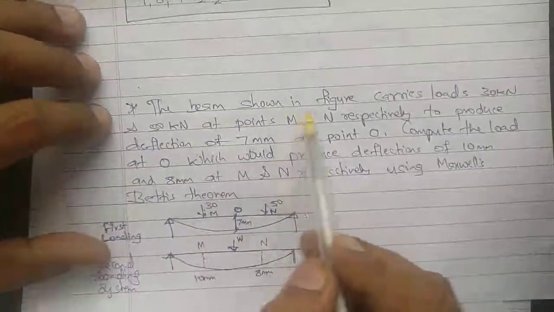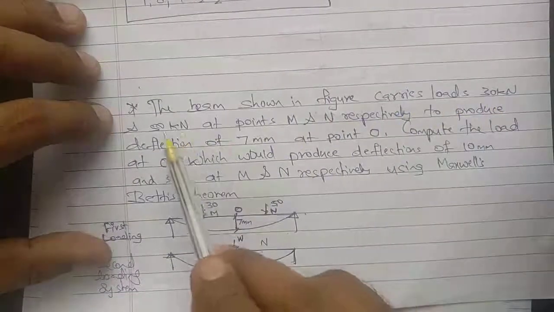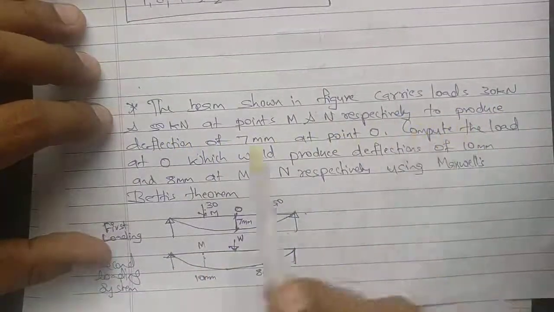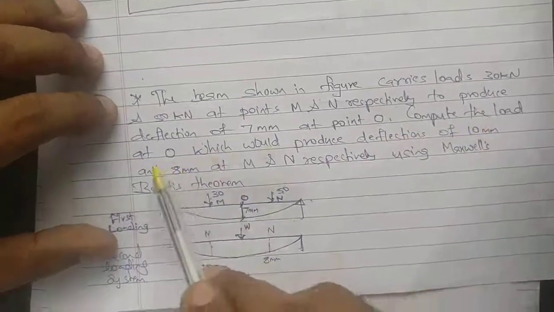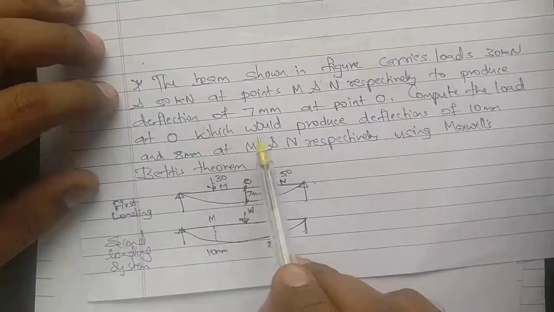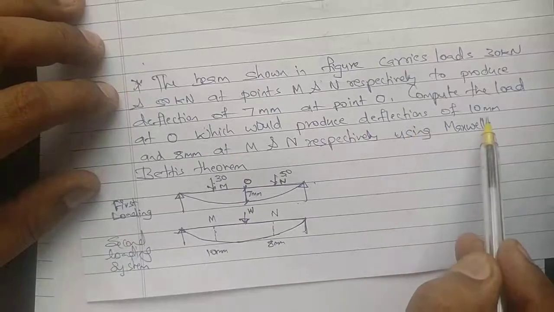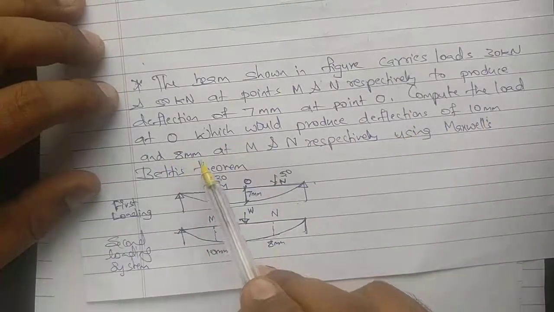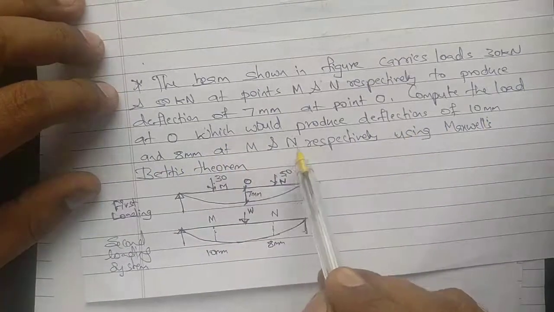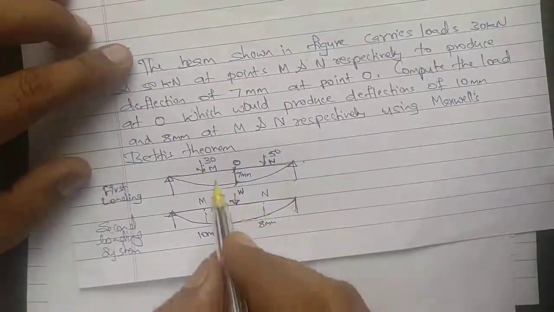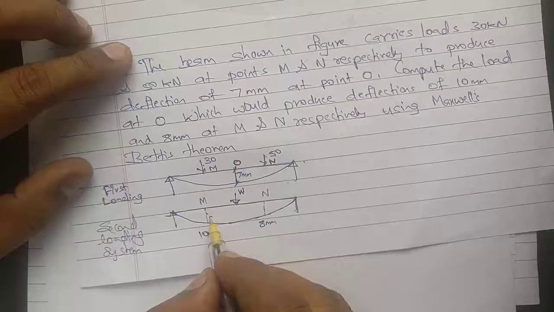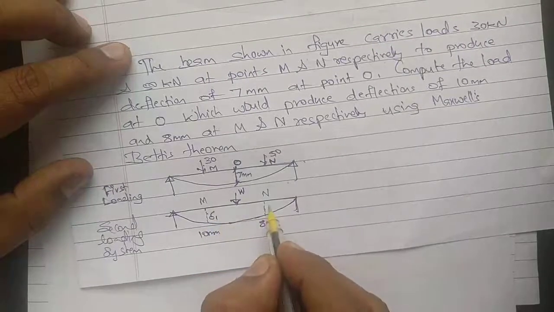The beam shown here carries loads of 30 kilonewton and 50 kilonewton at points M and N respectively to produce a deflection of 7 mm at point O. Compute the load at O which would produce deflections of 10 mm and 8 mm at M and N respectively, using Maxwell-Betti's theorem. Let these be delta 1 and delta 2.